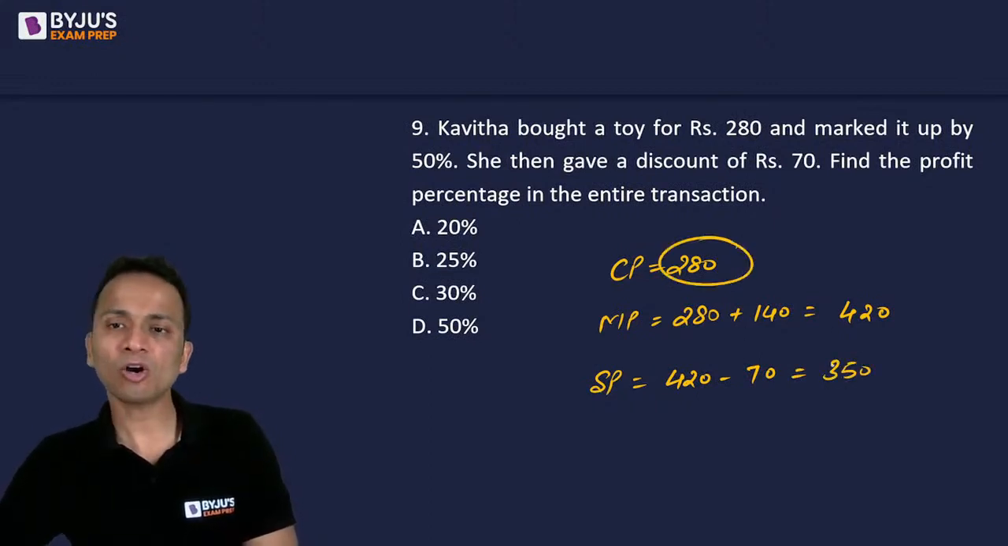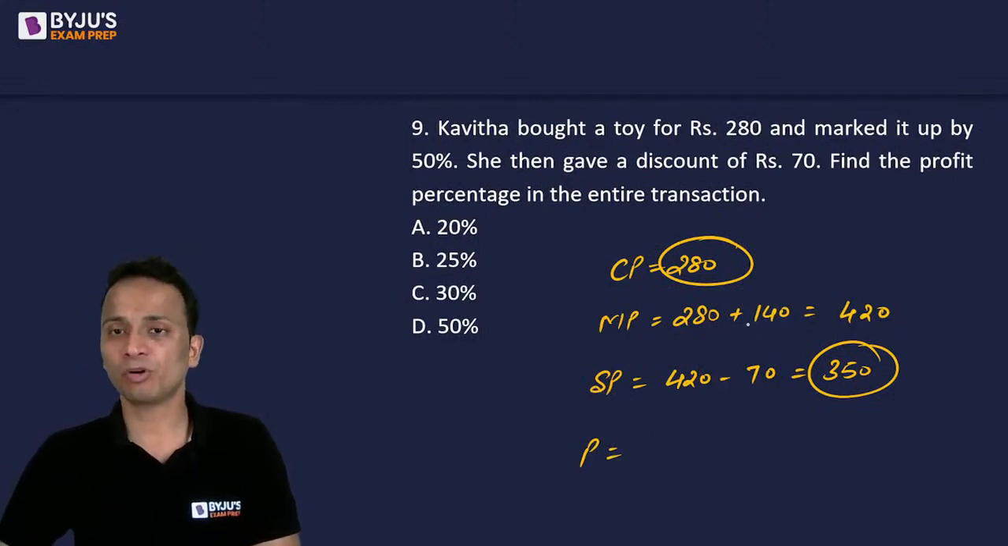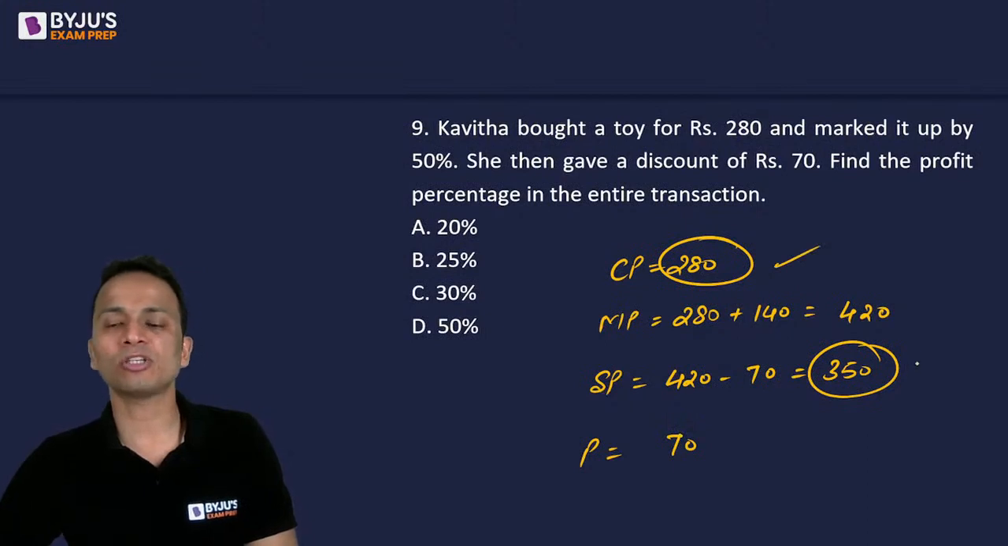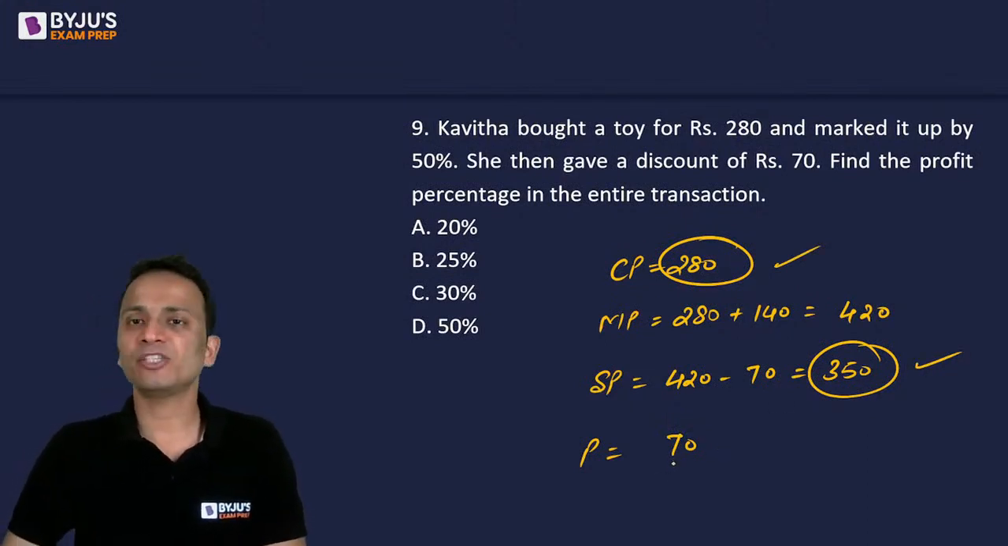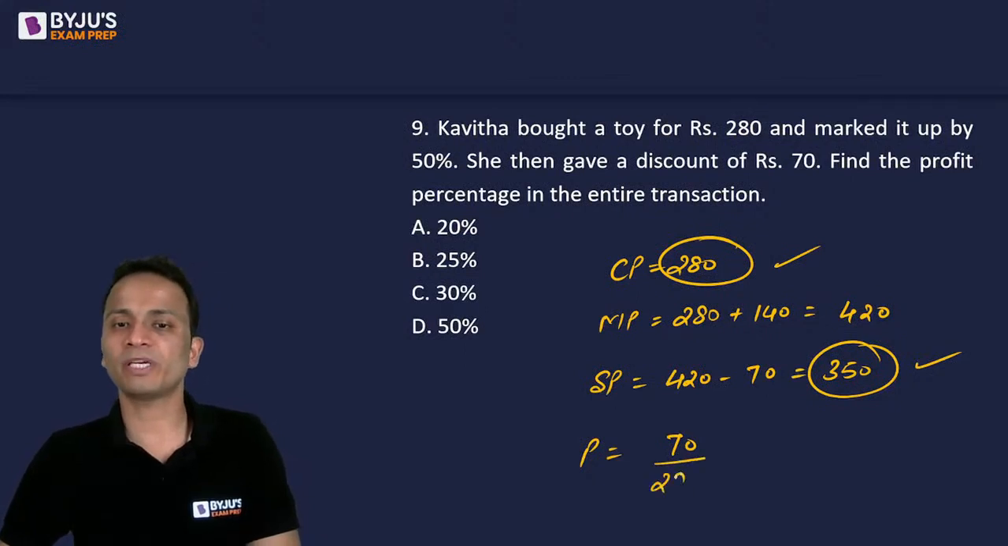350. कॉस्ट प्राइस पता लग गया, सेलिंग प्राइस पता लग गया. प्रॉफिट परसेंटेज विल बी प्रॉफिट. प्रॉफिट कितने रुपीस का हुआ है? 70 रुपीस का प्रॉफिट हुआ. 280 इज द कॉस्ट, 350 is the sales price. So 350 minus 280 is 70 rupees over the cost price of 280 multiplied by 100.